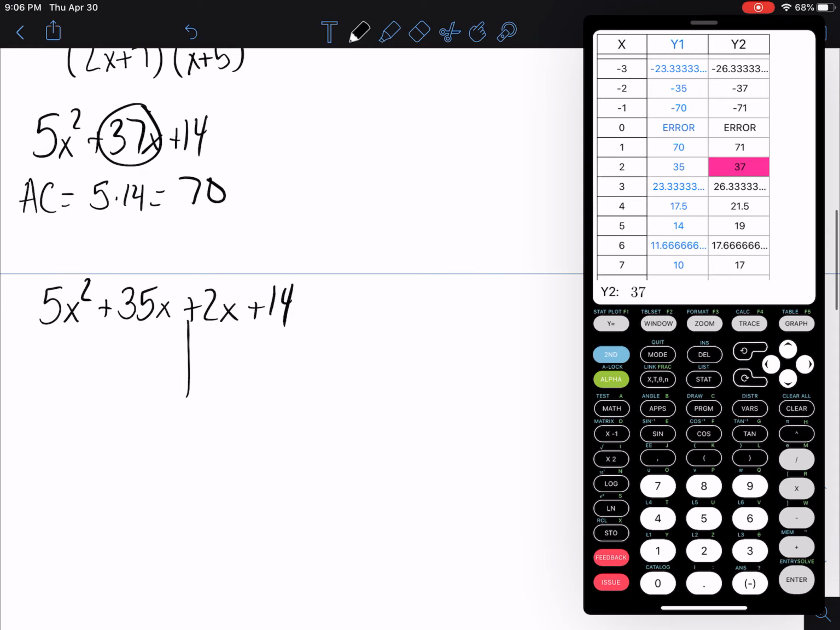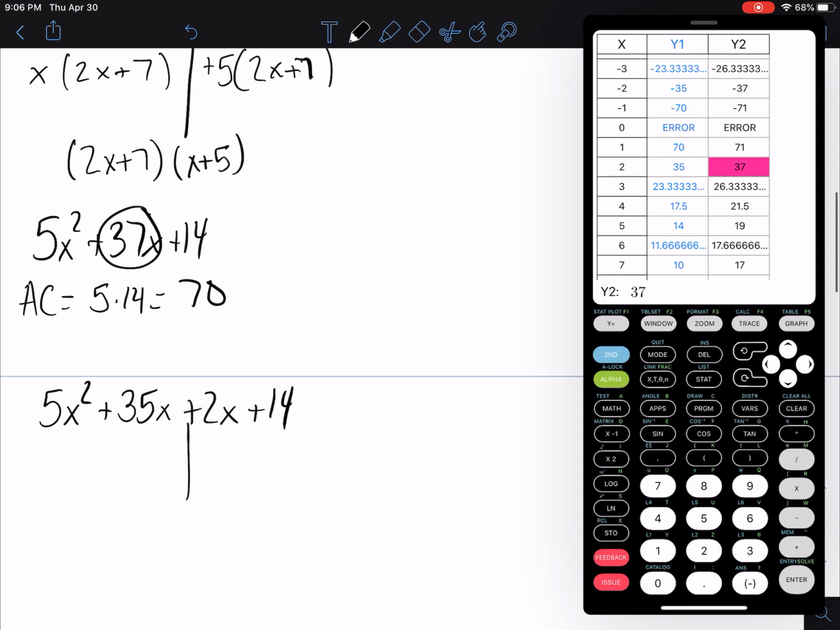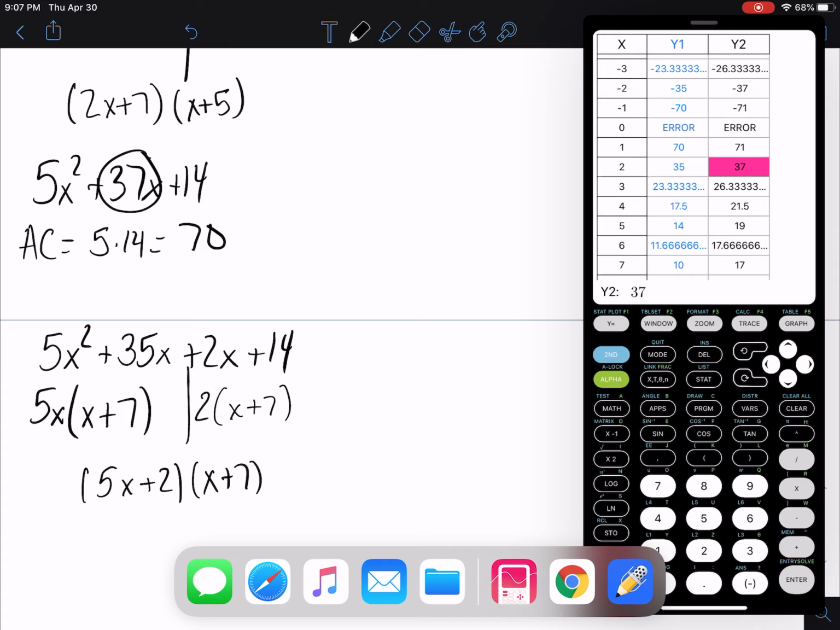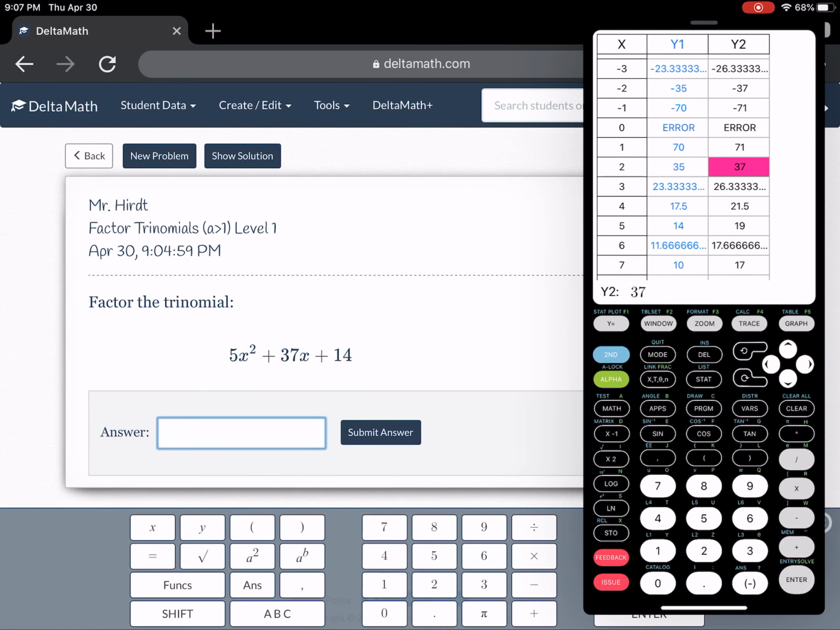So I'm going to take my GCF out now, and my GCF here is 5x. That leaves me with an x plus 7. My GCF on the right is 2, and that leaves me with an x plus 7. Remember, the check is I have to get the same thing in the parentheses, meaning that my answer is going to be 5x plus 2 and my x plus 7. So there we go. We can plug that into Delta Math.